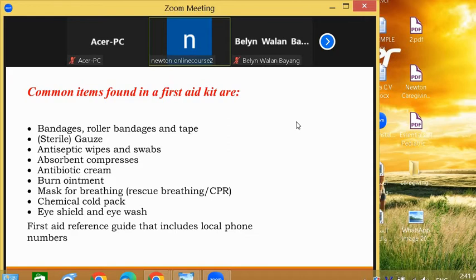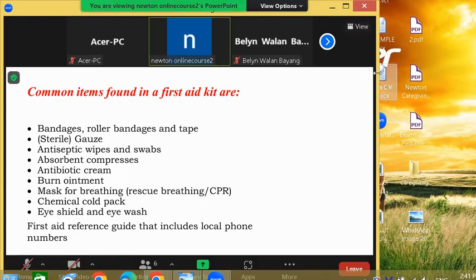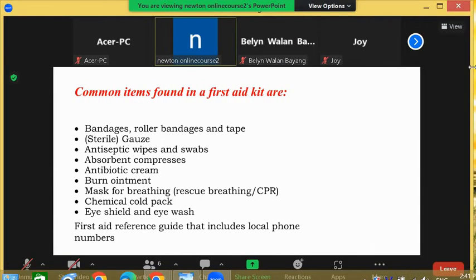Antiseptic wipes and swabs, absorbent compressors, antibiotic cream, burn ointment, mask for breathing, rescue breathing or CPR, chemical cold pack, eye shield and eye wash. And also a first aid reference guide that includes local phone numbers. So all these things should be included in the first aid kit.